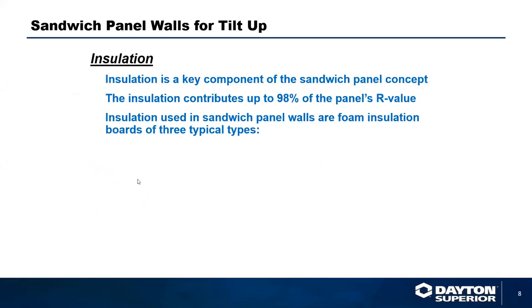Insulation is a key component. Basically, insulation contributes about 98% of the panel's R value. Concrete is a pretty porous material, and usually is not all that great at holding heat or cold in on its own. So you need insulation to actually enhance that property.